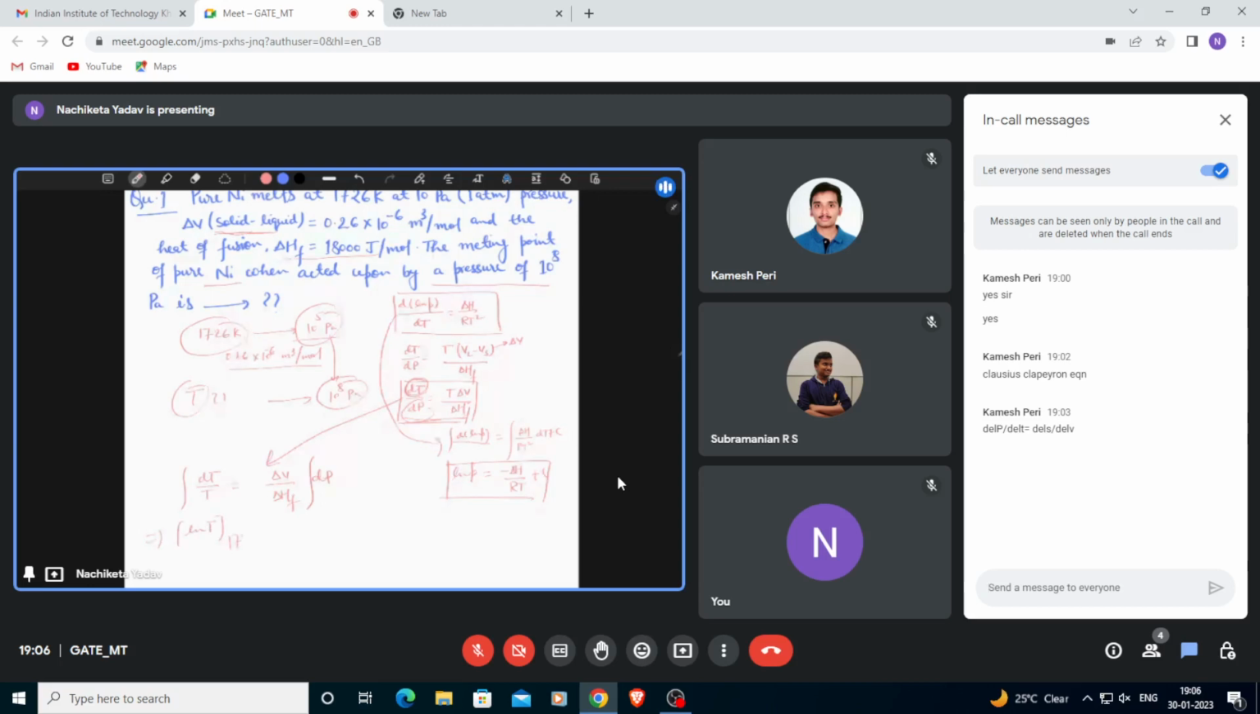It is 1726 to T. Delta V value is given, 0.26 into 10 to the power minus 6, divided by delta HF value 1830, into pressure P. It varies from, when temperature is 1726, it is 10 to the power 5. And when it is temperature T, then it is 10 to the power 8. So can you calculate now?